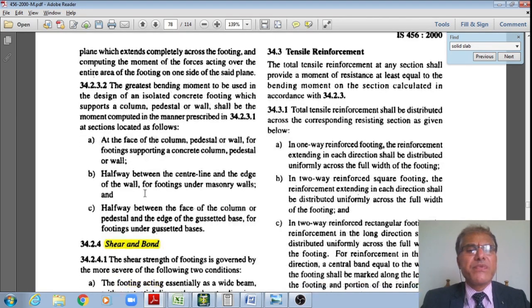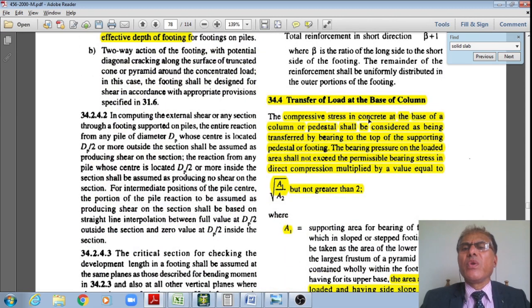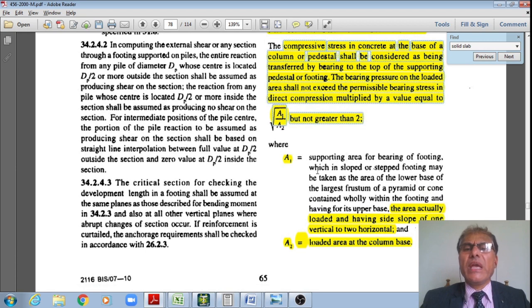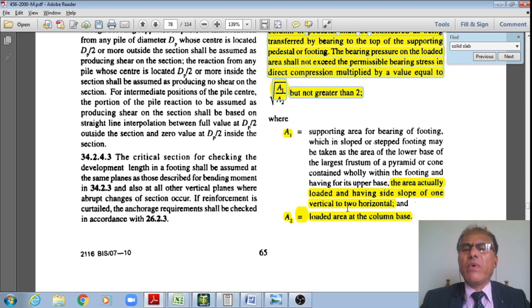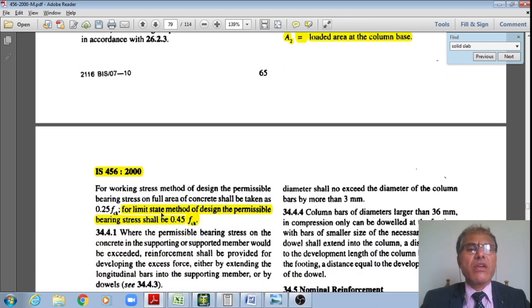Therefore, from this page number 65, I do have shear and bond, right? What the code says is that the transfer of the load at the base of the column, the bearing pressure on the loaded area shall not exceed the permissible bearing stress in direct compression multiplied by a value equal to square root of A1 by A2, but not greater than 2, where A1 is the area actually loaded and having side slope 1 vertical to 2 horizontal, and A2 is the loaded area of the column base. However, now for limit state method, the permissible bearing stress should be taken as 0.45 FCK.